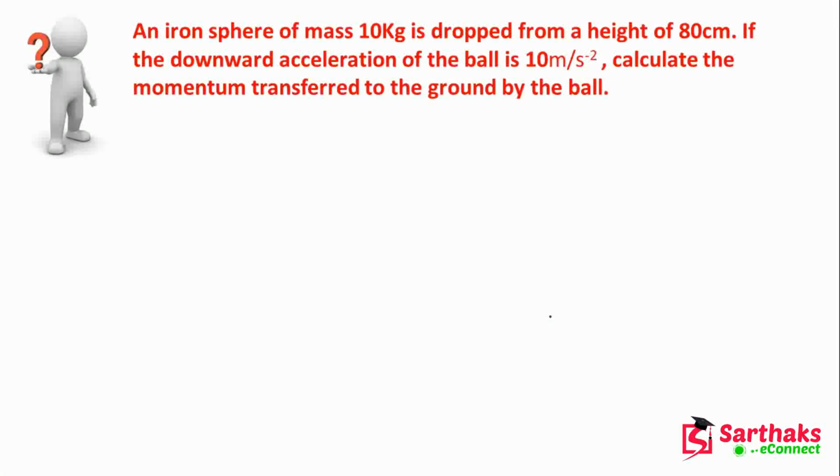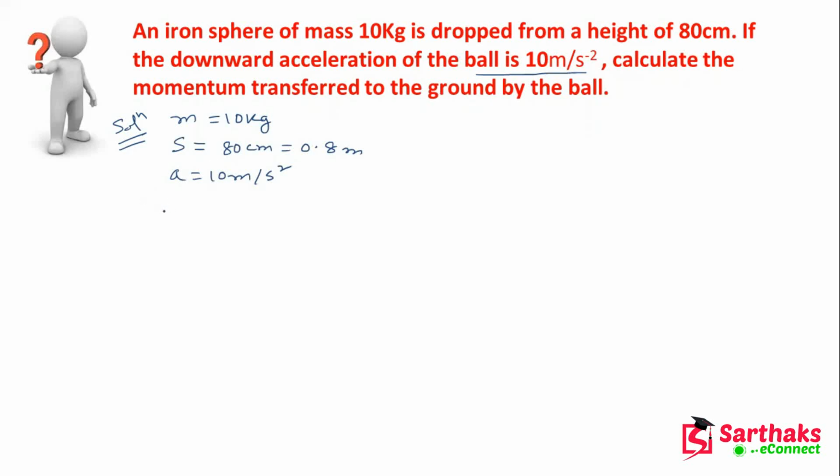Let's see the next one. Here, an iron sphere of mass 10 kg is dropped from a height of 80 centimeter. So let's solve this one. Mass m is 10 kg, dropped from the height. Let distance s equal 80 centimeter, that means 0.8 meter. The downward acceleration of the ball is 10 meter per second square. Calculate the momentum transferred to the ground by the ball.